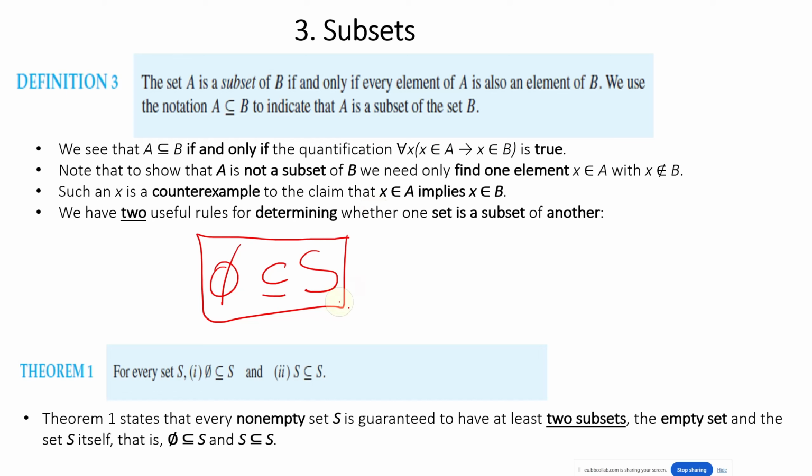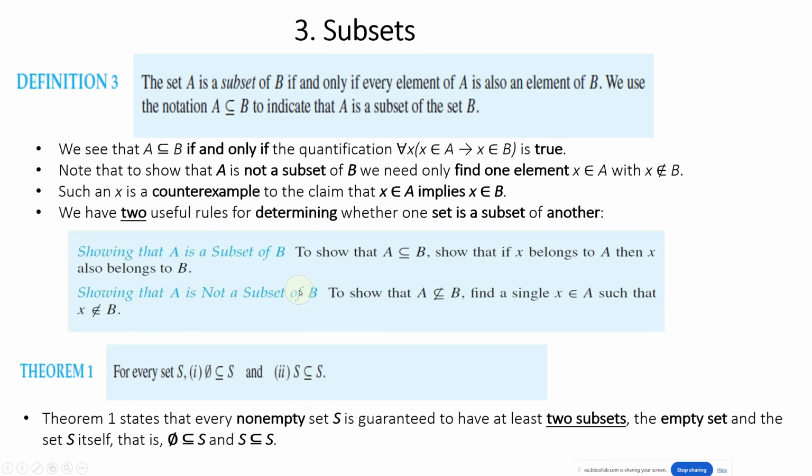So these are the two things to look at. What the theorem says is that every non-empty set S is guaranteed to have at least two subsets: the empty set and S itself. Maybe we're going to use that later on in some things.